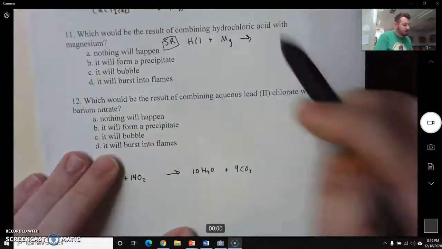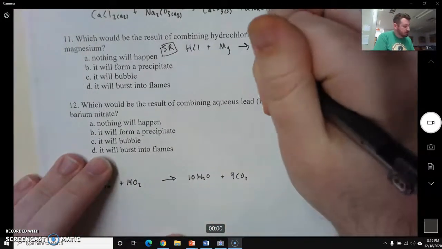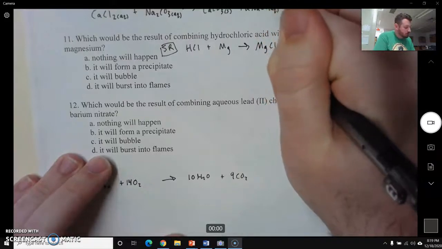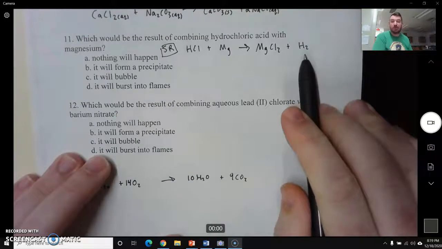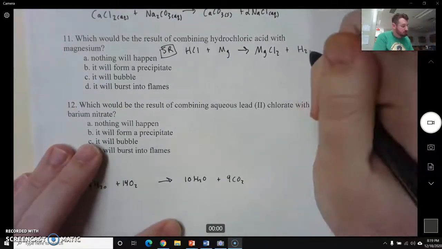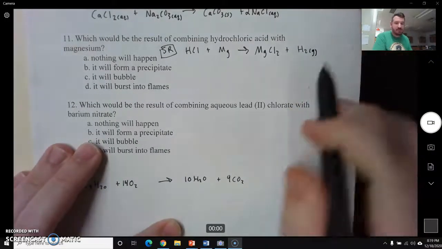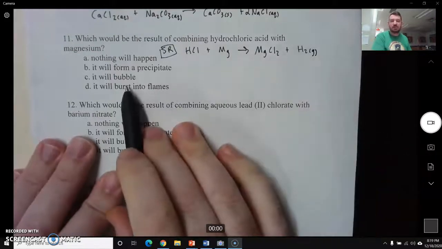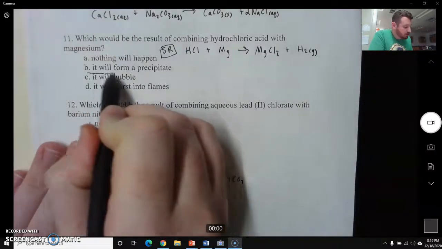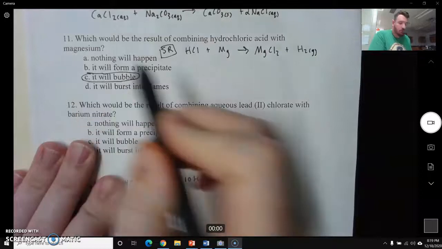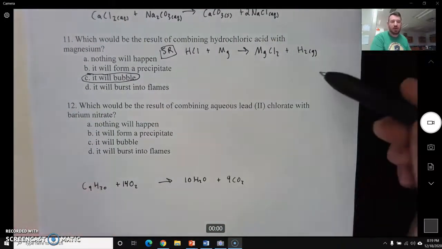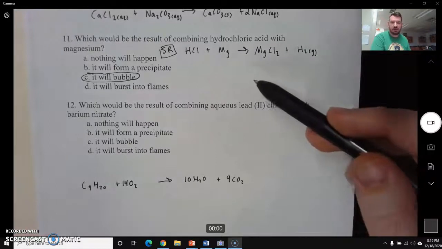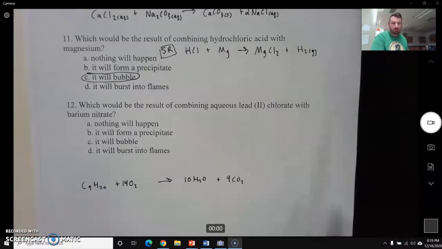So in this reaction, magnesium would end up with a chloride and it would kick the hydrogen out. When hydrogen's kicked out, it's kicked out in the form of a gas. So what this means is our reaction will bubble. Okay, does that make sense? I probably should have waited to ask that question. I apologize for that. I'll do better on number 12.